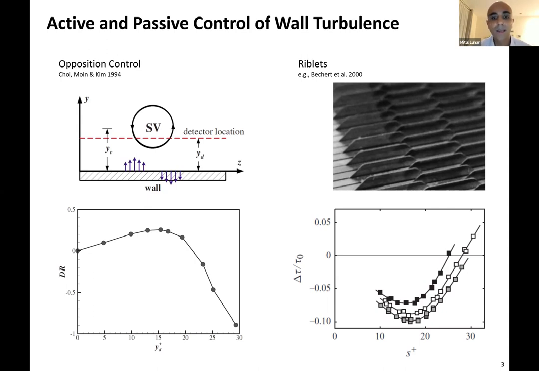There have been many beautiful experiments and simulations looking at the effects of riblets since the mid-80s. And these broadly show performance curves that look a little like this, where initially there is an increase in drag reduction, so performance improves with increasing riblet size. Here, this is the spacing between riblets, again with the same viscous normalization. And then beyond a certain optimum size, around 15 to 20 viscous units in terms of spacing, performance deteriorates again.